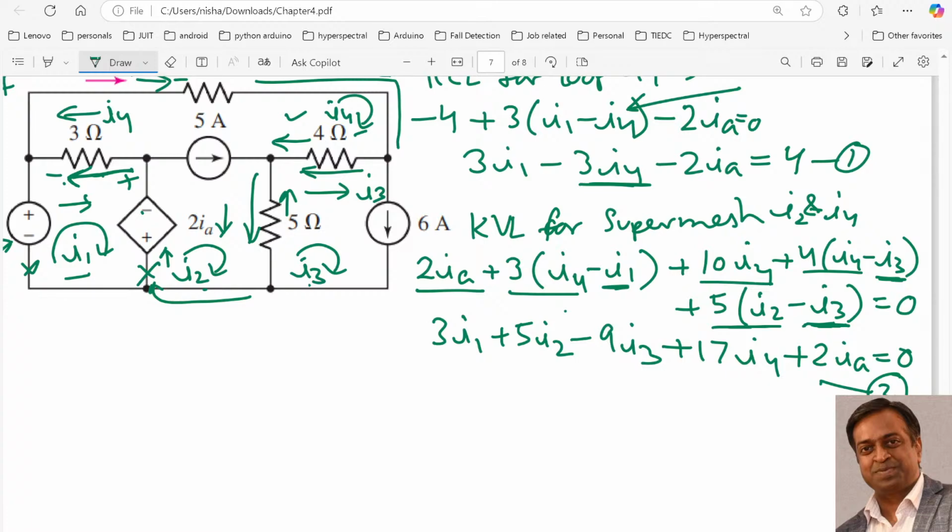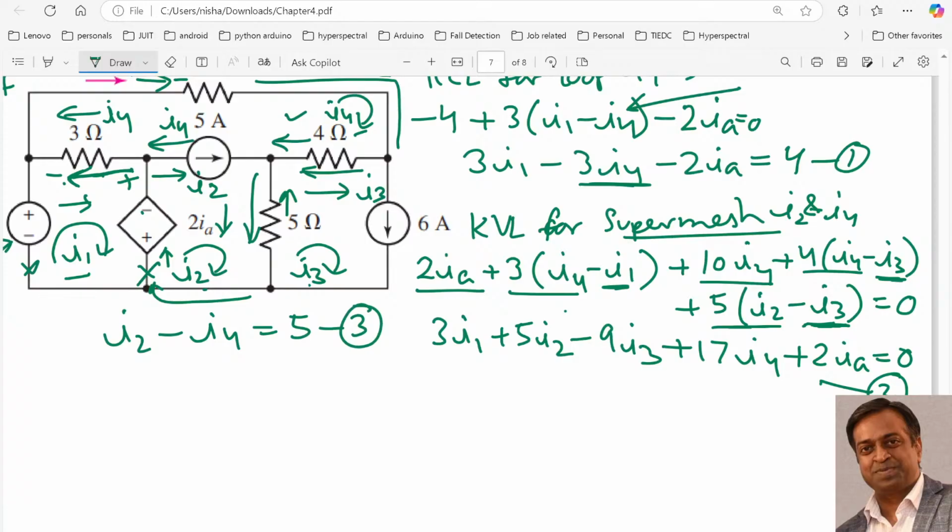Now once we get the KVL for the super mesh, we can write the equation using the current source that is between the two loops that form the super mesh. Over here the direction of this 5 ampere source is from left to right, and two currents are there. One is I2 in the same direction as the source, and another is I4 which is in the opposite direction. So we can write I2 minus I4 equals 5. This will be our equation number 3, right?